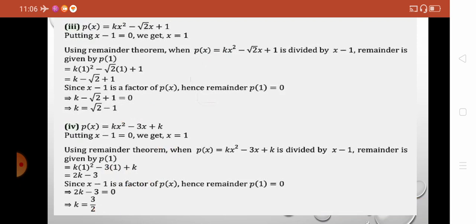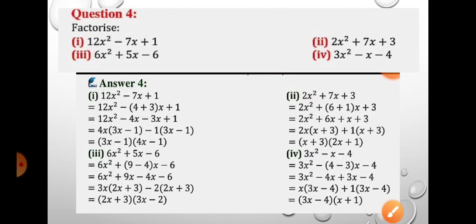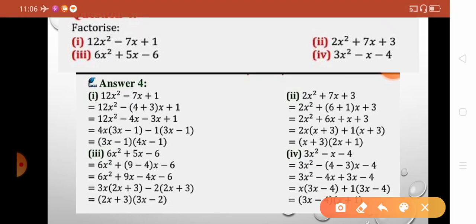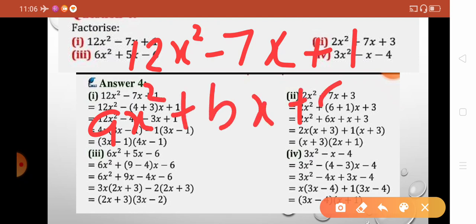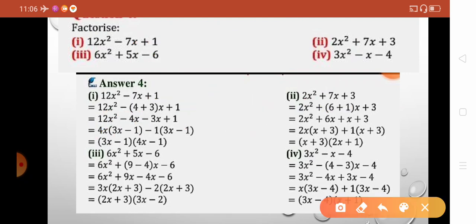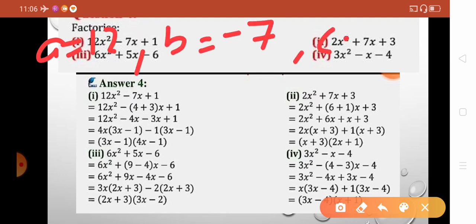Simple. Next is factorize the given 12x square minus 7x plus 1 by using the method of splitting the middle term. So you are given 12x square minus 7x plus 1. As you have studied the same thing in your 8th class also, what you have to do, you have to compare it with the general form of quadratic equation, that is ax square plus bx plus c. From here we will get the value of a is equal to 12, b is equal to minus 7 and c is equal to 1.